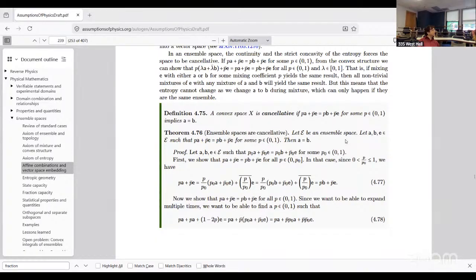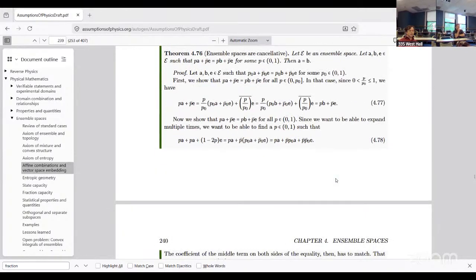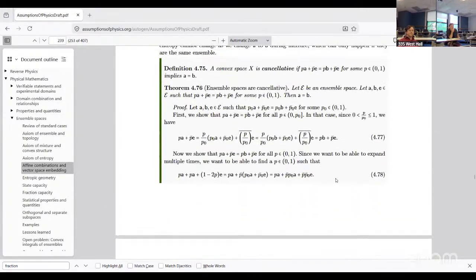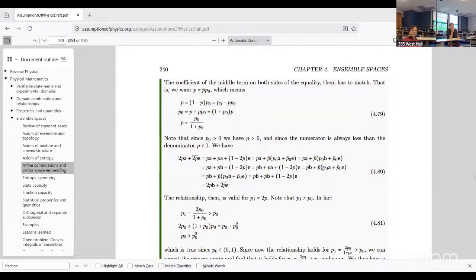No, what I meant, so in an ensemble space, so sorry, can I see the formulation? So this one, or this one. And where are you using that you have an ensemble space? So by an ensemble space it means it has a topology, it has mixing, and it has an entropy. And where have you used the fact that it has entropy? It's the last step.